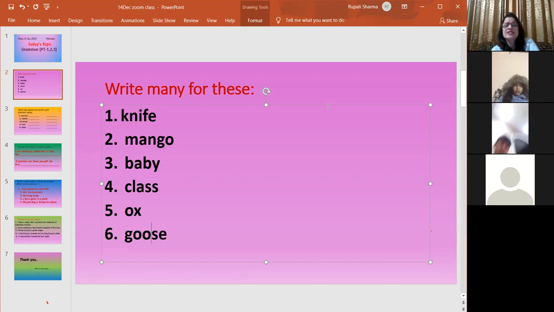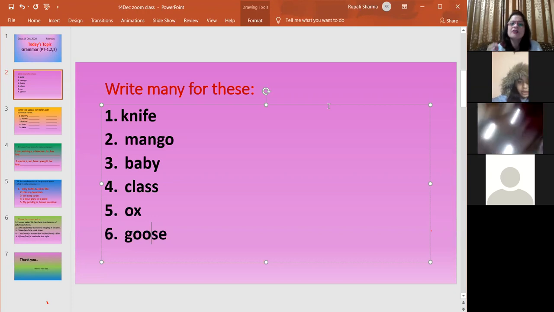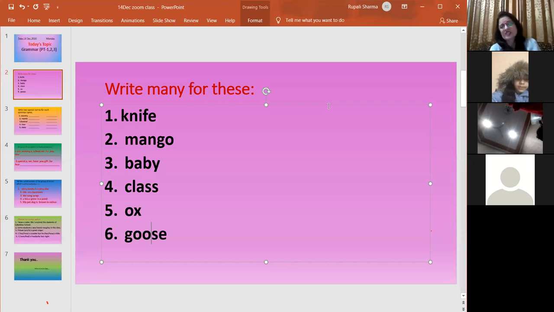Okay, so students, first is knife. So wherever a word ends with F or FE, toh hum kya karte hain? We remove F or FE and we add VES in most of the cases. 1 or 2 cases are there where we don't do like this. Jahan pe hum aise nahi karte, end mein F hota hai, jab FE hota hai, toh hum change nahi karte hain. But most of the cases mein hum VES laga dete hain, FE ko remove karke. So knife ka kya ban jayega? What will be the plural of knife? It will be knives, K-N-I-V-E-S, knives.